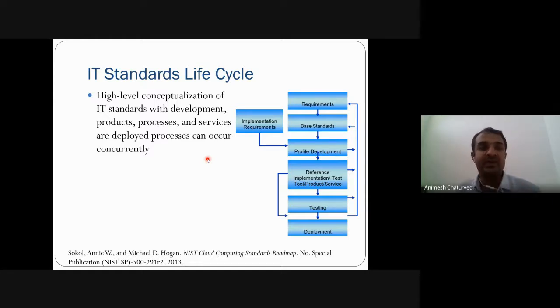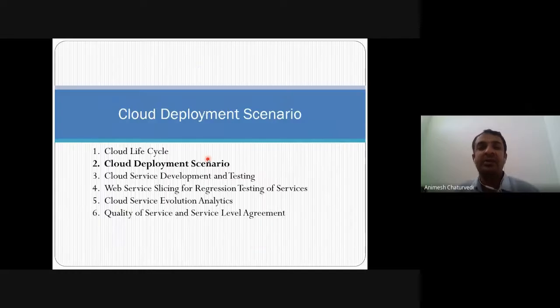So I hope this is something very basic related to how the cloud lifecycle or cloud service lifecycle should work out. Then in the next part, we'll see cloud deployment scenarios, how clouds are deployed and how they are managed. Till that point, we'll see in the next part.